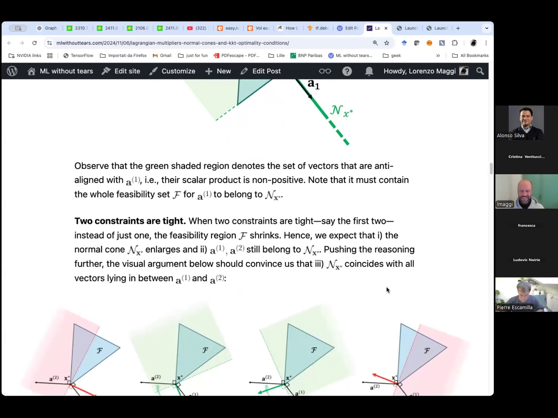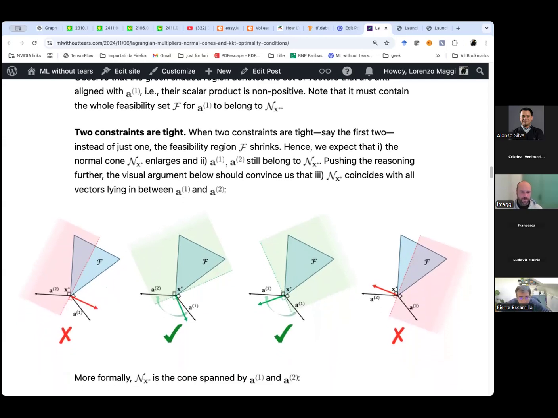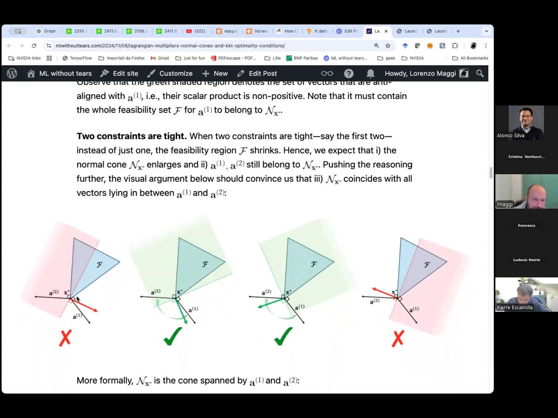Two constraints are tied, and then I promise I will not do 3, I will generalize straight away. But this is, I think, the most important concept, probably. So two constraints are tied. It means that X star, and I hope that you can see it well, because it took me some time to do this one, is here. There's this constraint and this constraint which are tied, and this one is not tied, so we basically don't care about it. We only care about these two.